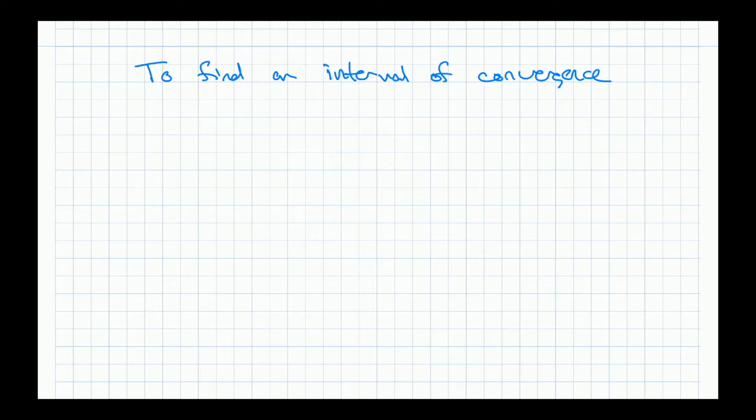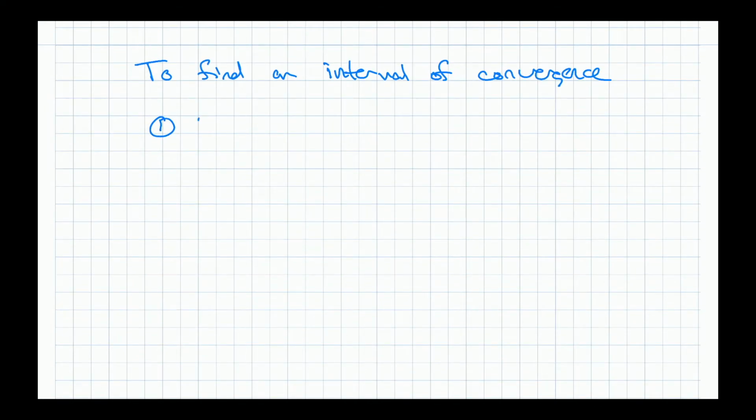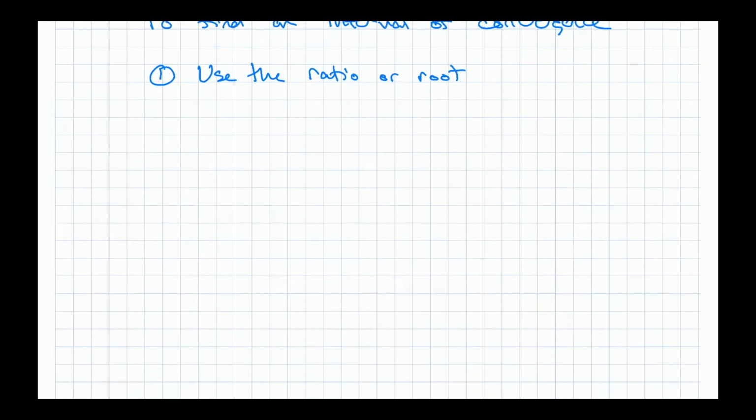Okay, so to find an interval of convergence, what are you going to do? Number one, you're going to use the ratio test or the root test, whichever one you like. They mostly work at the same time and fail to work at the same time. We're going to use it in a way that's a little bit different than the way we have used it in the past.